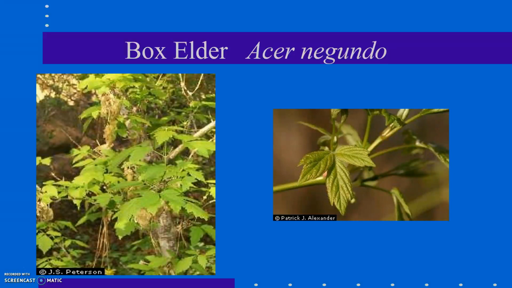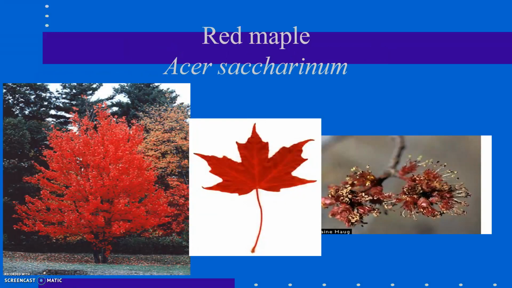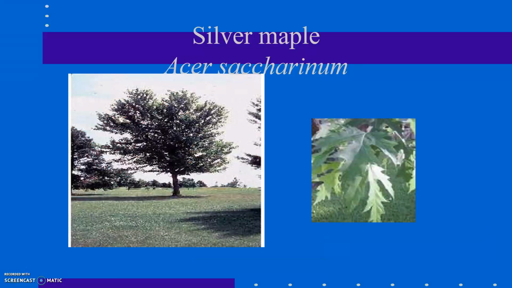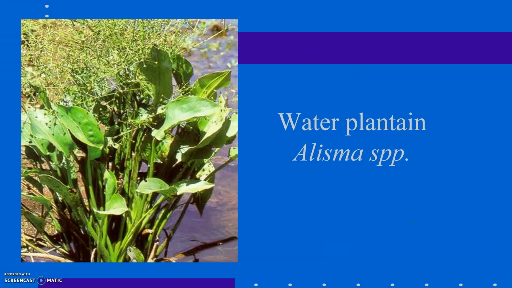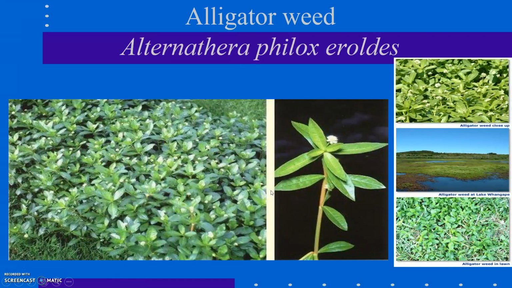So here are some different plants that we typically find in wetlands. And even though the pictures may not depict that it looks like a wetland area, the plants can definitely thrive in saturated soil conditions as well as water ponding conditions. So the box elder is one. The red maple, the silver maple, the water plantain, this is definitely an easy giveaway plant that there's wetlands. The alligator weed obviously loves to grow in water-prone areas.